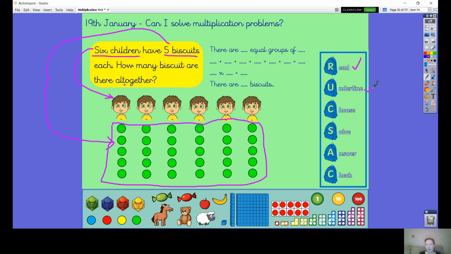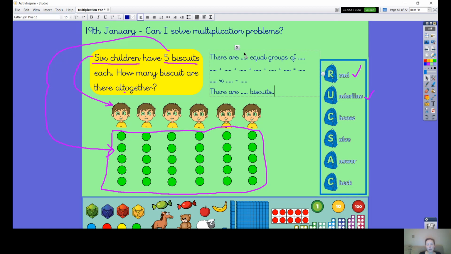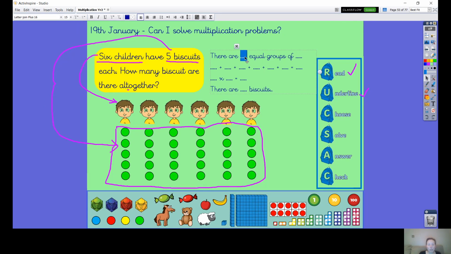Let's underline it. And the other one I'm going to use to help me understand and underline my problem is I'm going to fill out this. How many equal groups? I have got 6 equal groups of 5.